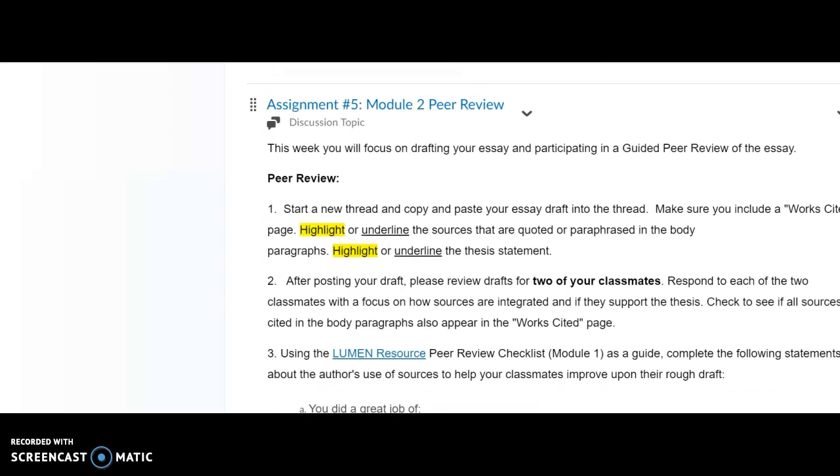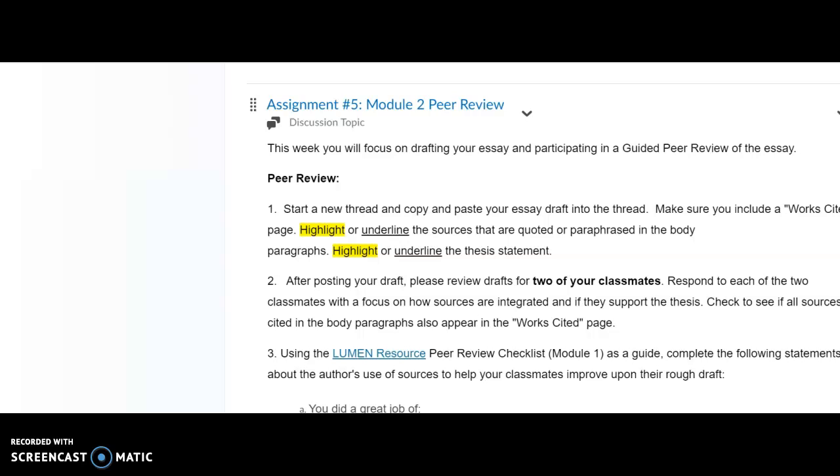For this week, you will be working on composing your essay on automation and freedom, and you will be conducting a peer review where you'll be posting your essay on the discussion board as you did before. You'll be highlighting or underlining your thesis, and also make sure that you highlight or underline anything that's quoted or paraphrased in the body so that your peers can easily detect it.